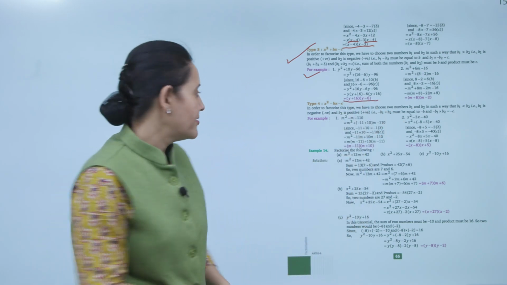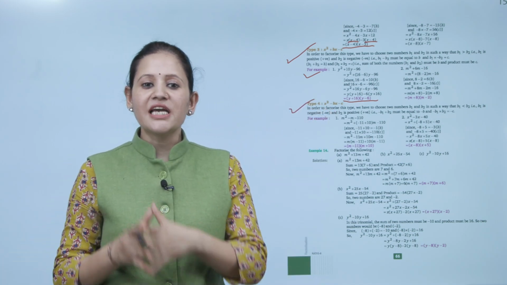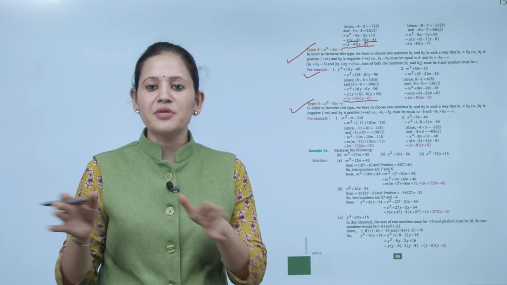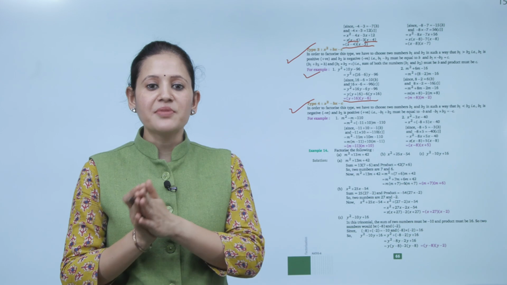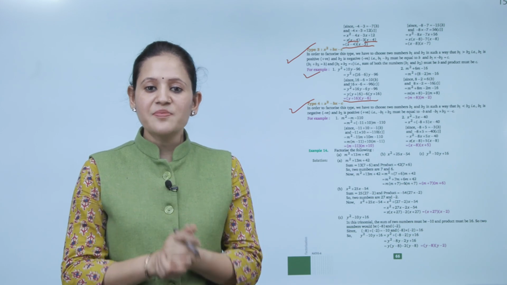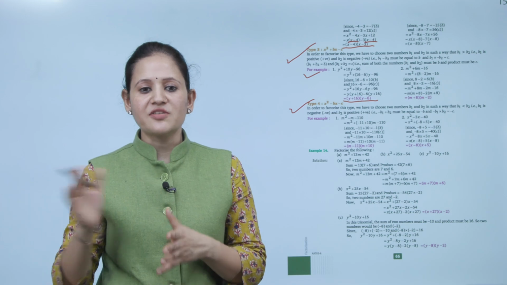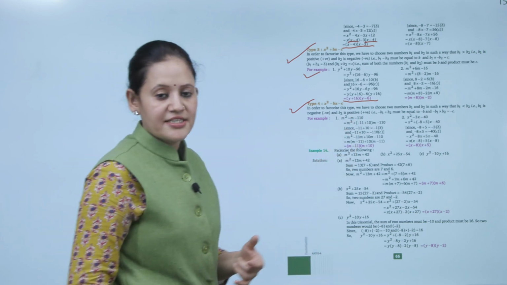Next is type 4. X square minus bx minus c. In order to factorize this type, we have to choose two numbers b1 and b2 in such a way that b1 is less than b2. b1 is negative and b2 is positive. Minus b1 plus b2 must be equal to minus b and minus b1 multiplied by b2 equals minus c. So here m square minus m and minus 110.